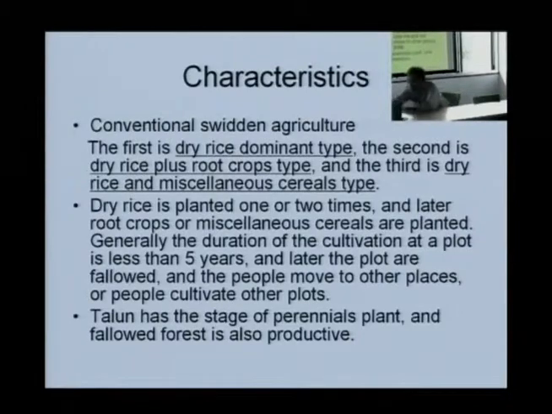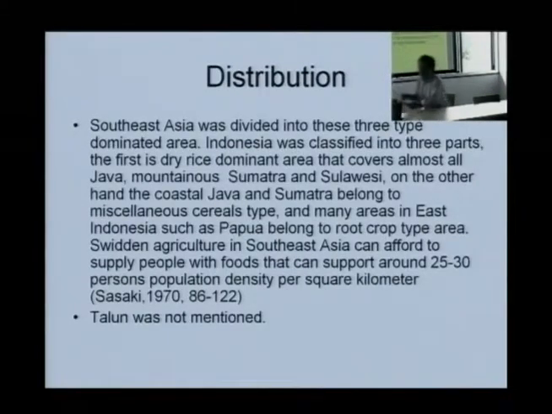Agriculture. Southeast Asia was divided into three types according to Professor Sasaki. Indonesia was classified into three parts also.